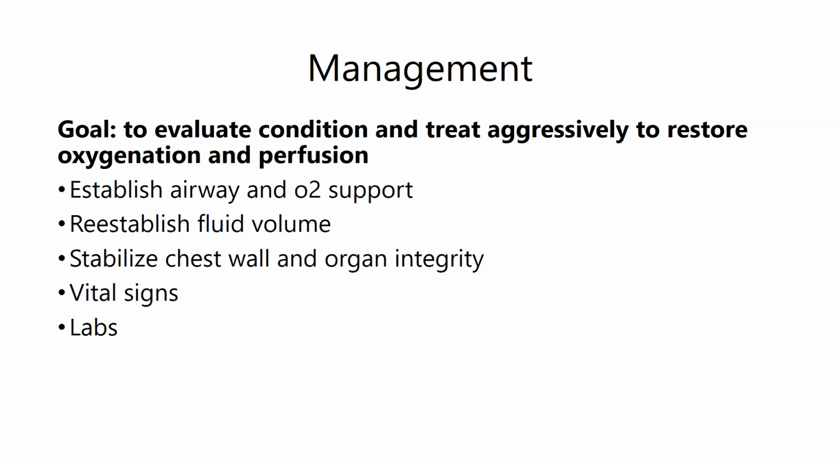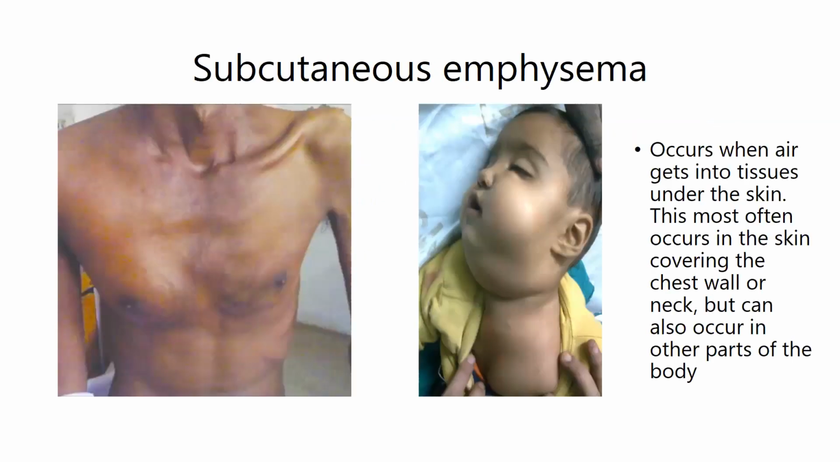Got some pictures. Subcutaneous emphysema. I don't know how many of you have felt subcutaneous emphysema, but this occurs when the air gets out into the tissues under the skin. Most often occurs in the skin covering the chest wall or neck, but can also occur in other parts of the body. I've seen it crawl up the side of the ear, behind the neck. I've seen it crawl up on the forehead, behind the eye, and also to the tip top of the head.